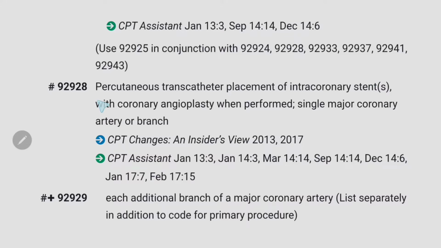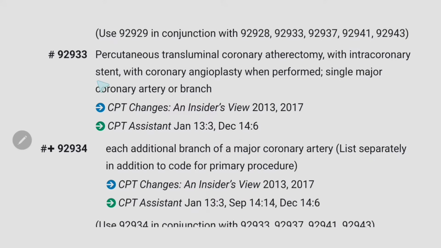Then you have the code 92928, which is for percutaneous transcatheter placement of intracoronary stent with coronary angioplasty. Then 92929, which is for each additional branch. Then 92933 for percutaneous transluminal coronary atherectomy. Highlight the term coronary atherectomy with intracoronary stent with coronary angioplasty when performed. This is for single major coronary artery, and 92934 is for each additional branch.